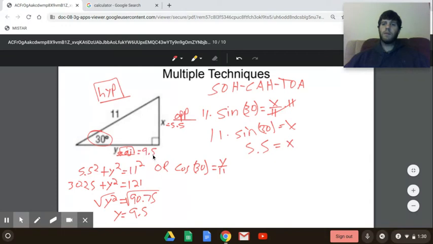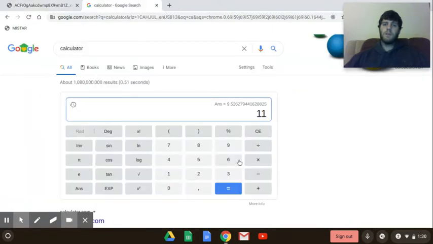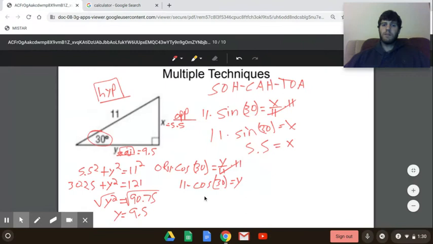Let's do it the other way and make sure it's the same. In this one you want to multiply both sides by 11. So you're going to get 11 times cosine of 30 equals y. And if you put that in the calculator, 11 times cosine of 30, you get 9.5. So either way would have been fine.